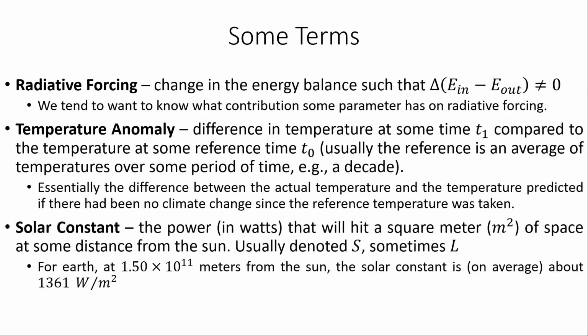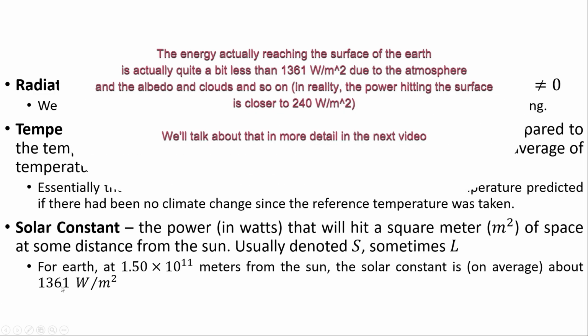Another one, this one won't be as important to us in this video, but it will be in the coming videos, is what's called the solar constant. So this is just the power in watts that will hit a square meter of space at some distance from the sun. For the Earth, that's 1.50 times 10 to the 11 meters from the sun. The solar constant, so pretty much anything at that distance from the sun, which would include the Earth, will on average be hit with 1361 watts per square meter. And so that has to do with the energy coming in. So that would be part of our E sub in right here.